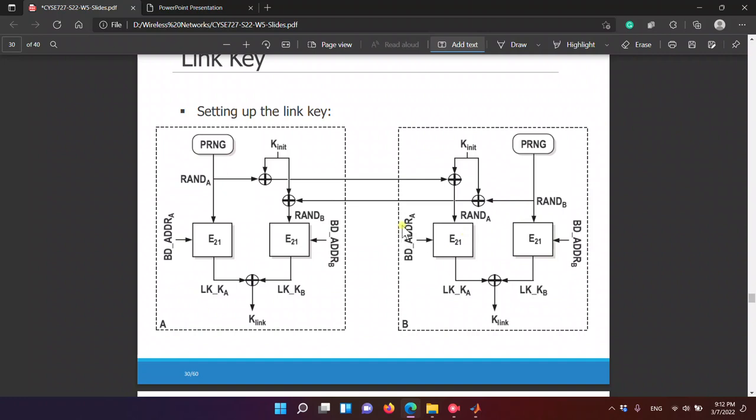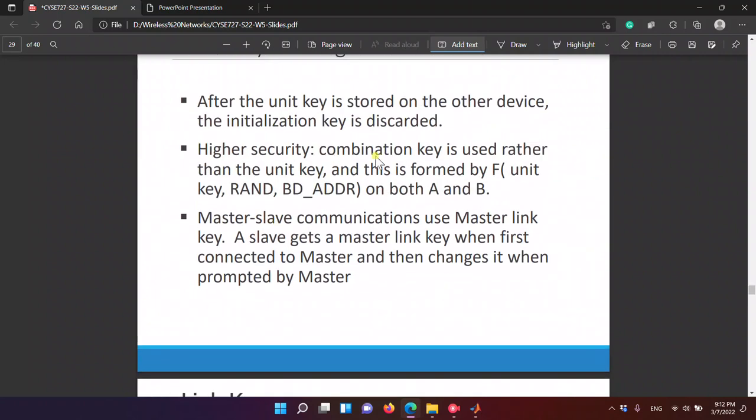It will be input inside the encryption with the Bluetooth device address A, and then the same will happen for device B. It will also generate a random number B and XOR it with the initialization key, send it to device A, and then it will be XORed with the K initialization. Then what will remain is the random number B, which will be input with the Bluetooth device address B, and then the output, which is the link key KB, will be the same as link key KB here, and the exact same thing will be here. So when these two are XORed, we have the link key.